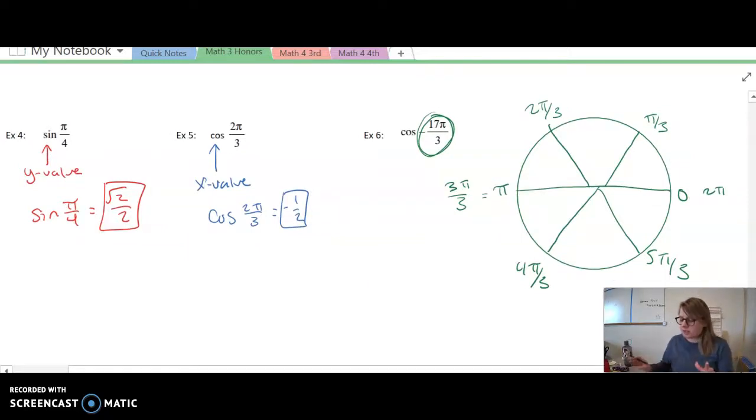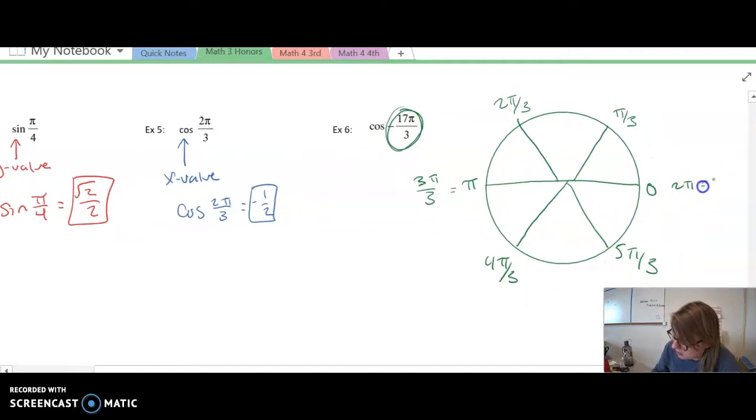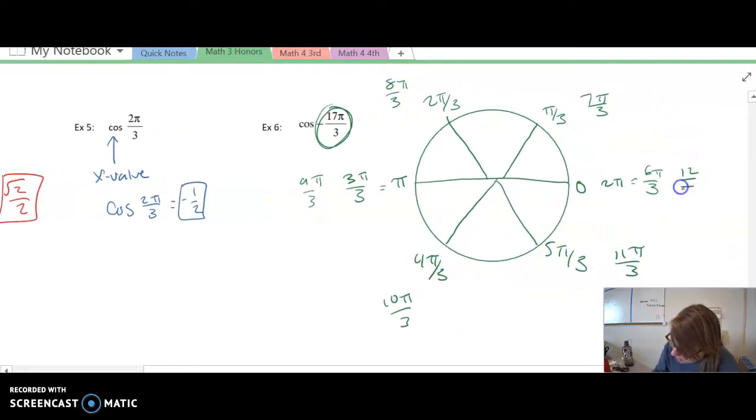So, the one thing that's cool about the unit circle is that it continues on even though it stops at 360. So, for example, this is 0, so we're going to go 1/3, 2/3, 3/3, 4/3, 5/3, and then 2 pi is also known as 6/3. Well, I can keep going. So 7/3, 8/3, and then 9/3, 10/3, 11/3, and 12/3, and so on and so on.